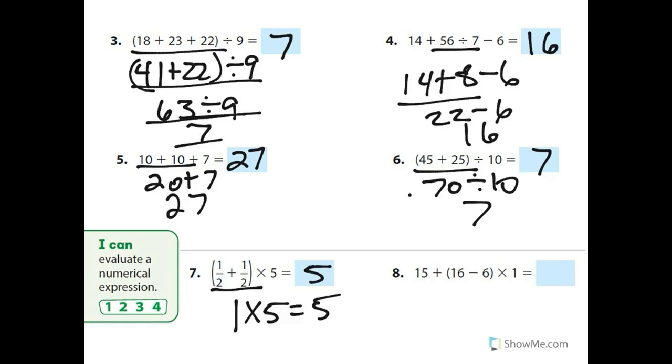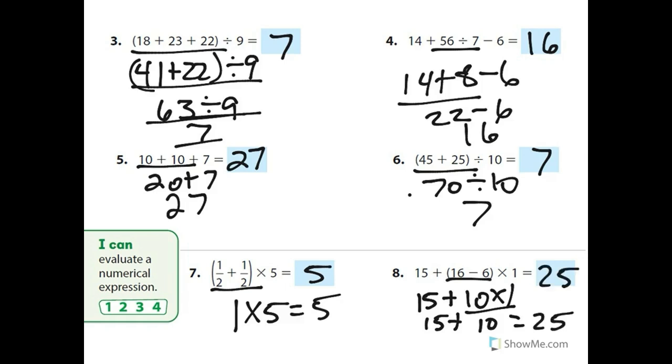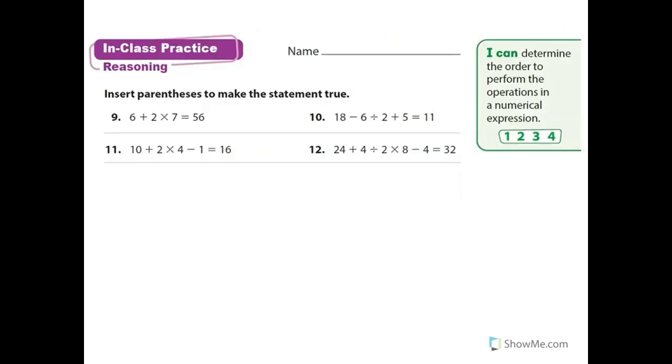All right, so parentheses first. 15 plus 10 times 1. Multiplication next. 10 plus 15 equals 25. All right, you thought that was tricky? These next ones can be super tricky. Insert parentheses to make the statement true.